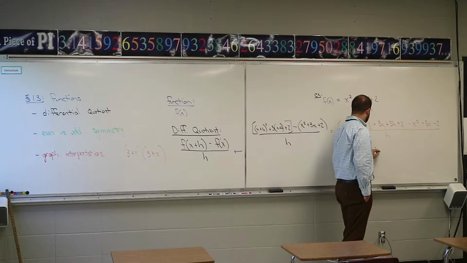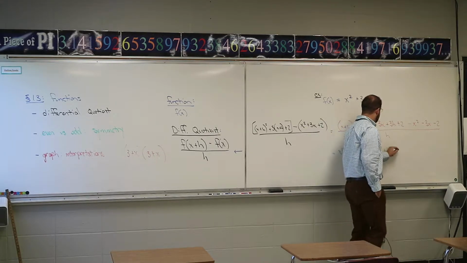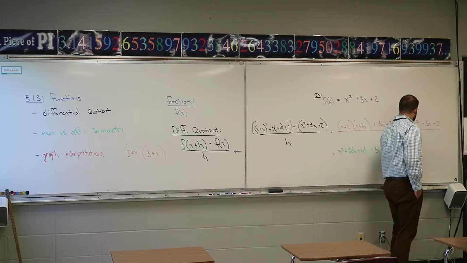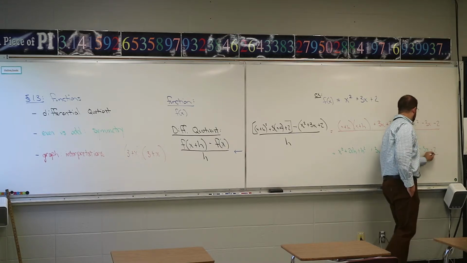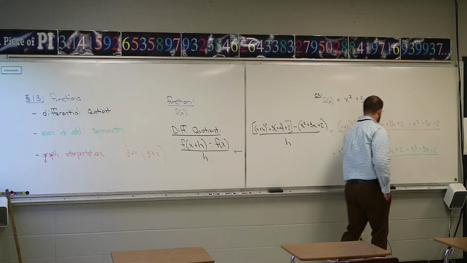Then we have all these other things in the back. Minus x squared minus 3x minus 2. My God, it just keeps going. There's an h on the bottom.